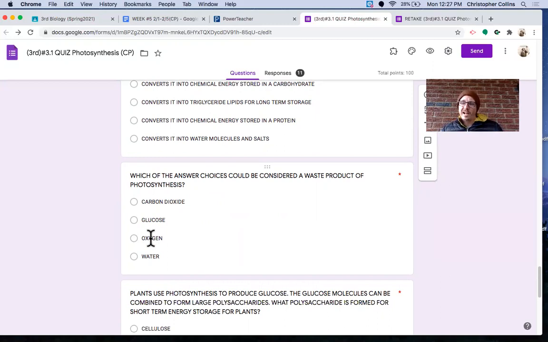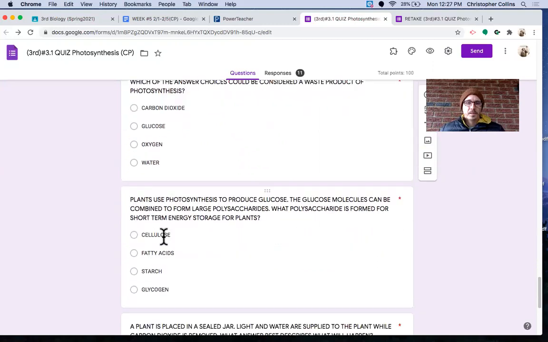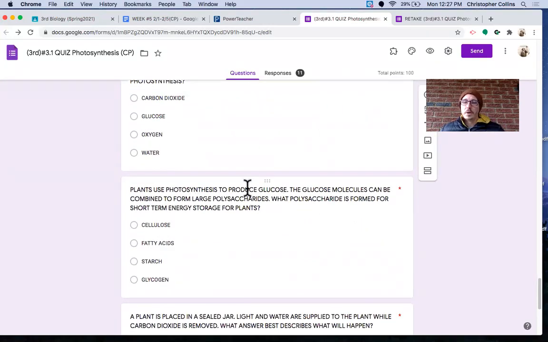So plants and algae and photosynthetic bacteria over the last couple hundred million years have been producing the oxygen that we find in our atmosphere. Believe it or not, before photosynthesis, there was no oxygen in our atmosphere here on Earth. Plants use photosynthesis to produce glucose. The glucose molecules can be combined to form large polysaccharides.